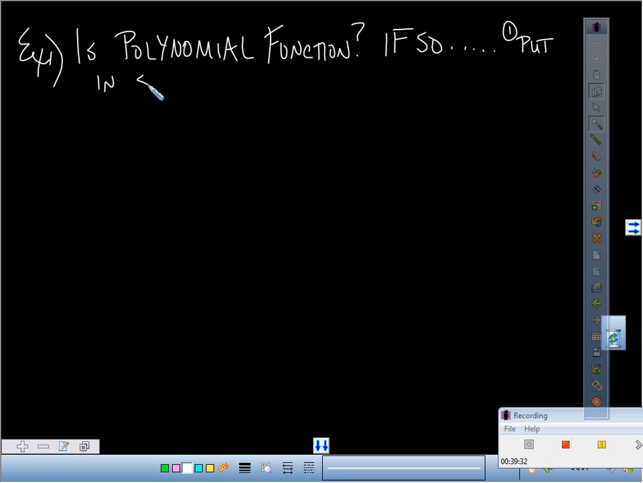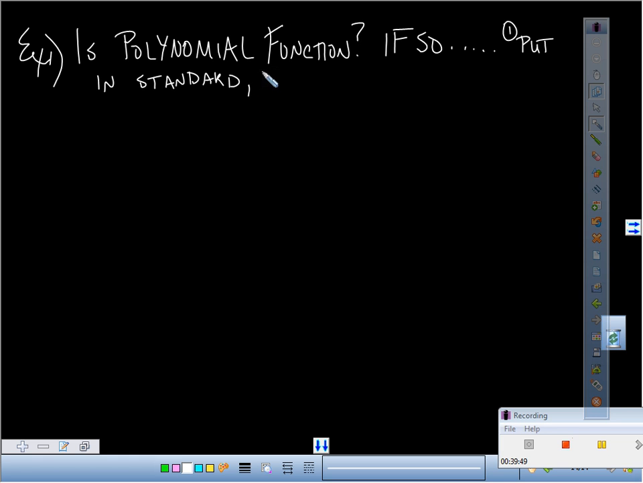Now, what does that mean? Whatever it is, that means you start with the what? The highest exponent, and then you go down. You don't skip around. You don't do all the evens first and then do the odds. You just start with the highest exponent and you go down. All right, that's standard form.